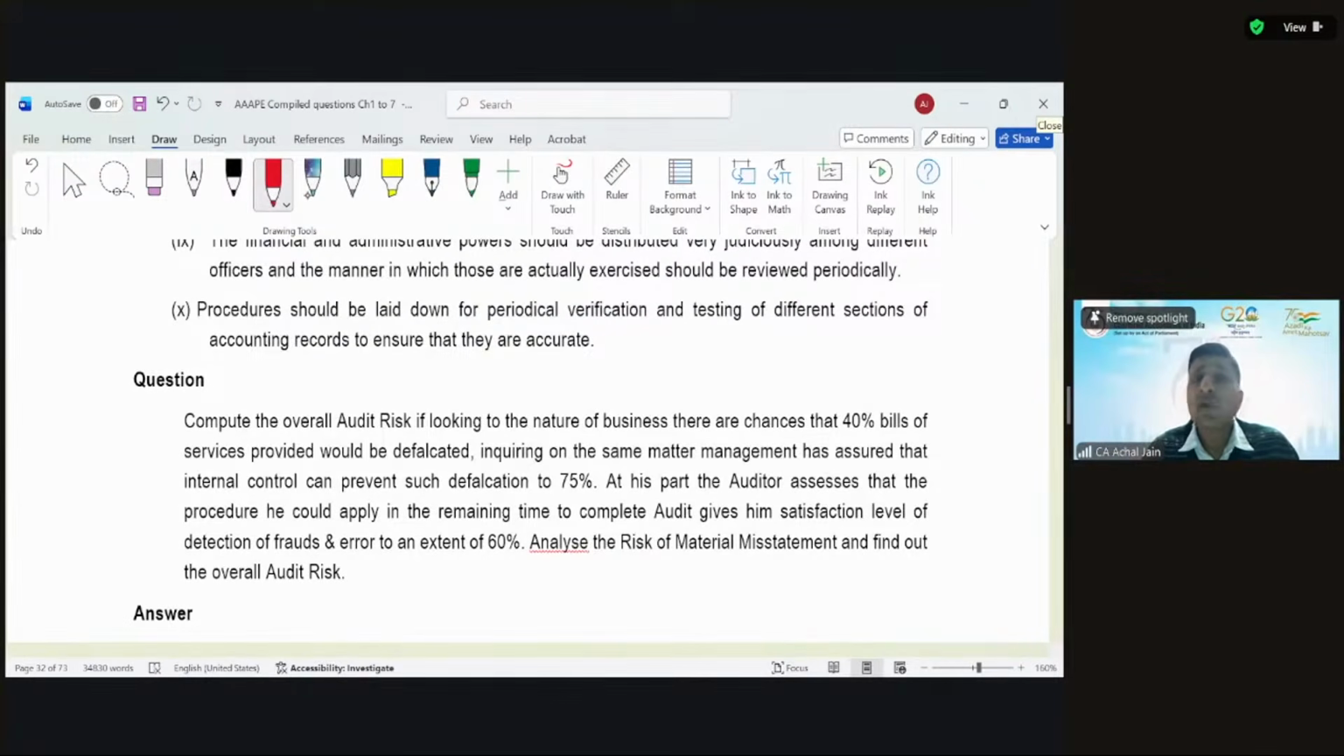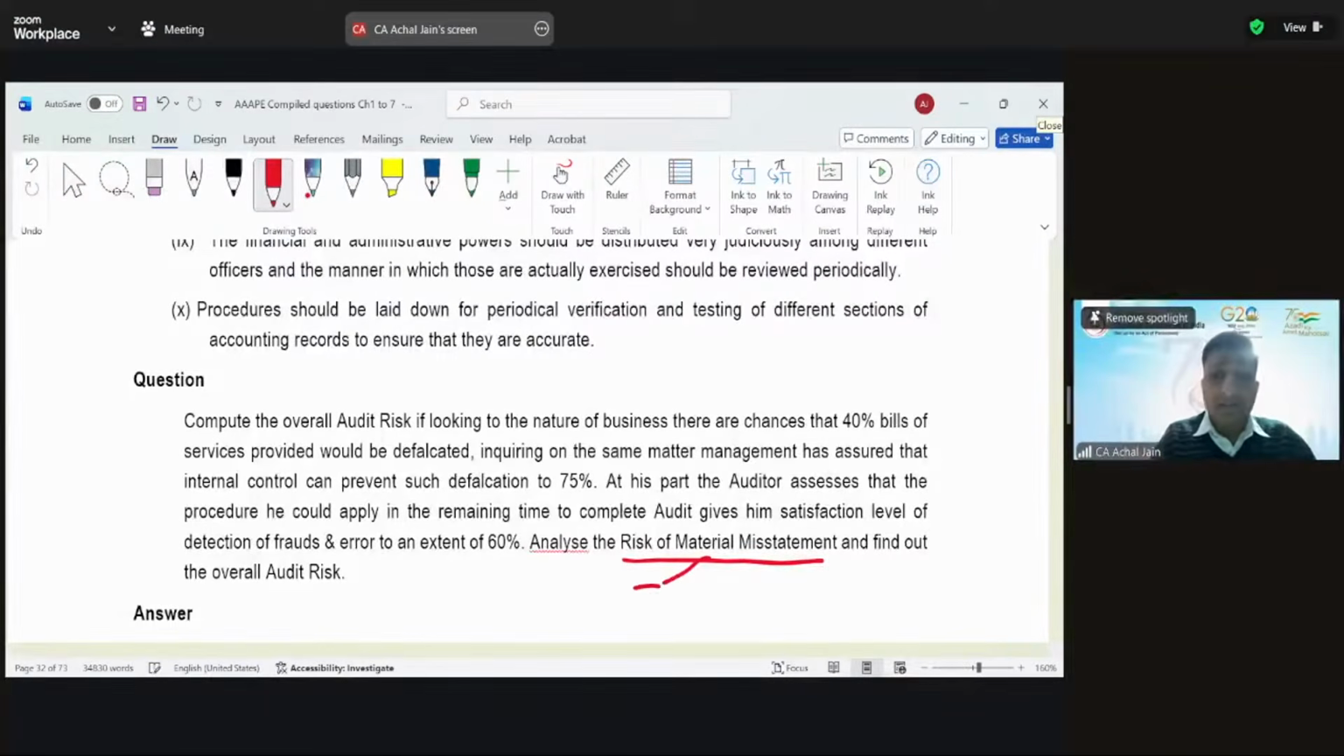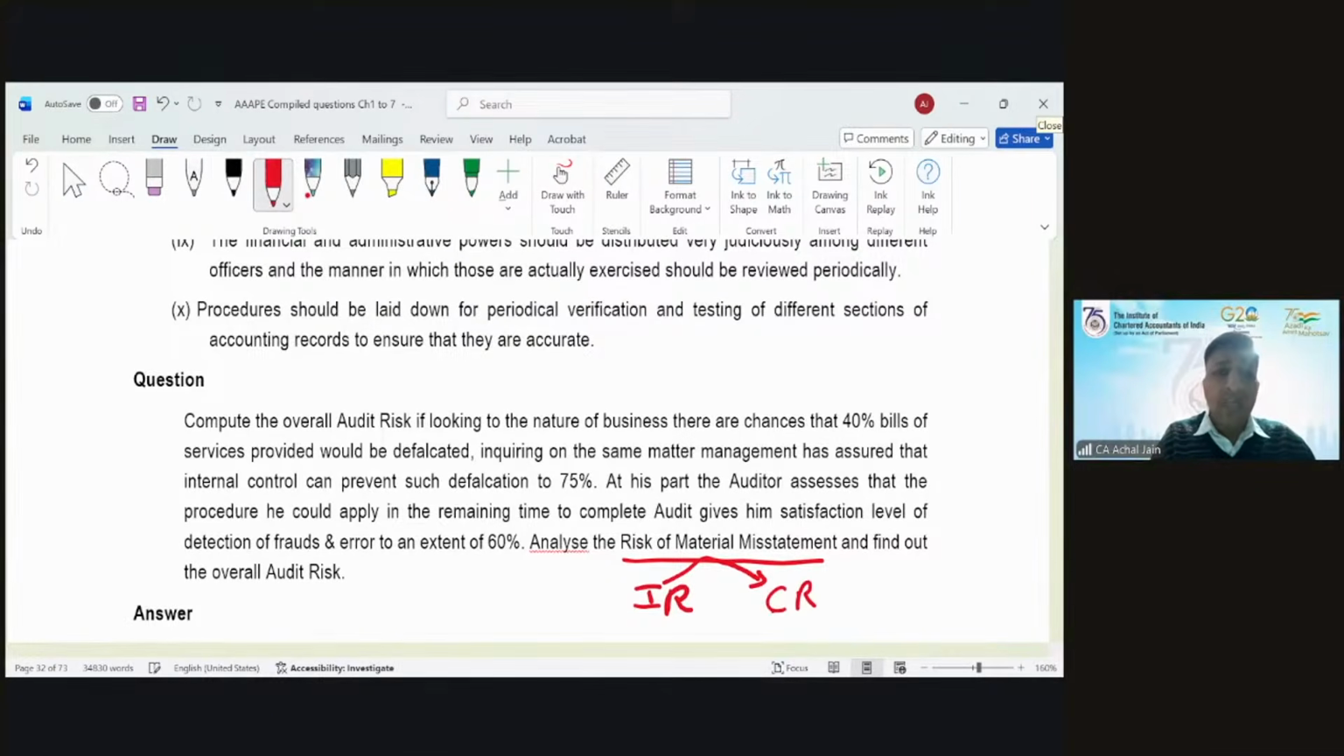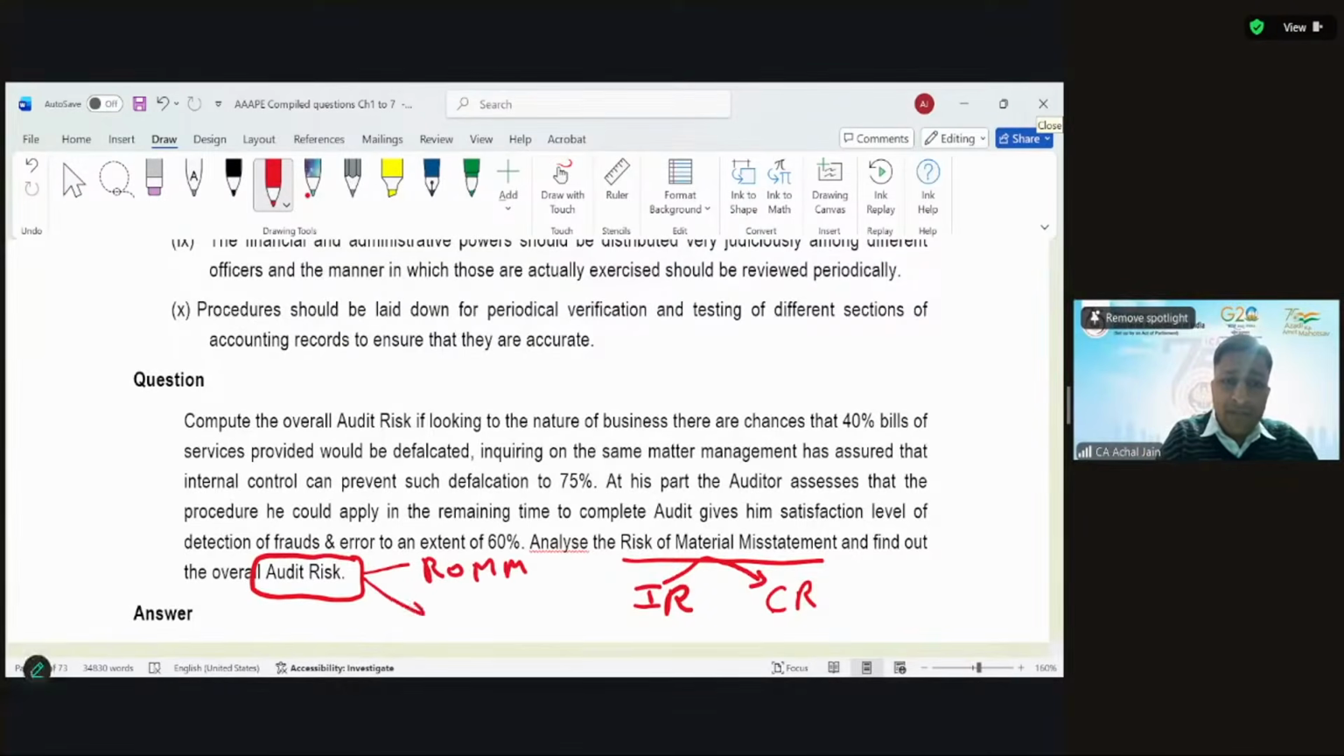Okay, so in this case, what is it? You can say some sort of arithmetical calculation will be required. So analyze the risk of material misstatement, which comprises of what? Inherent risk and control risk, and find out the overall risk. When you say overall audit risk, that means you are talking about risk of material misstatement and detection risk. Yes or no? Yeah, so that's what you're, yes.